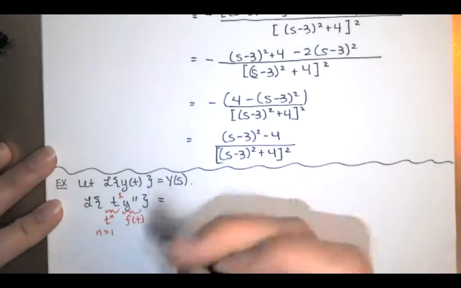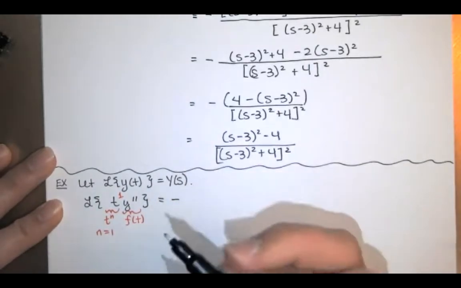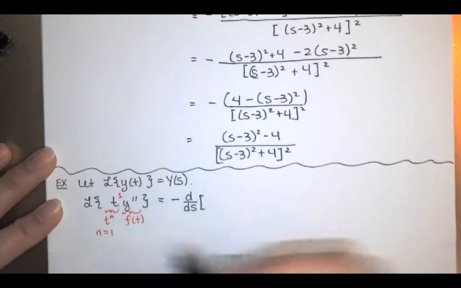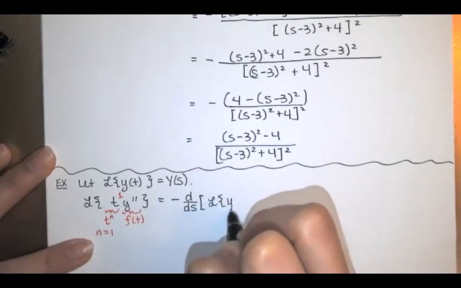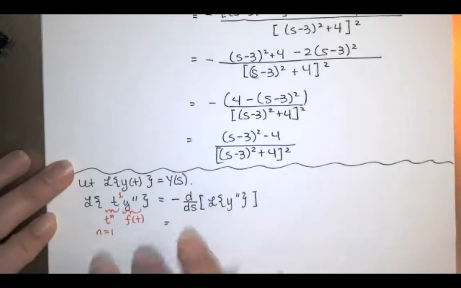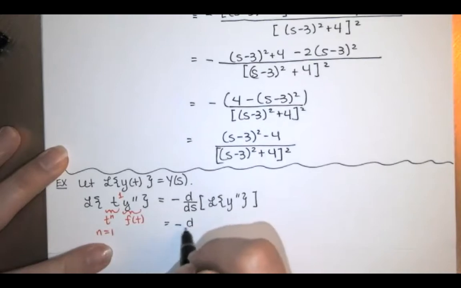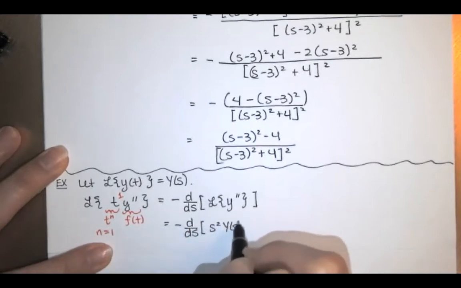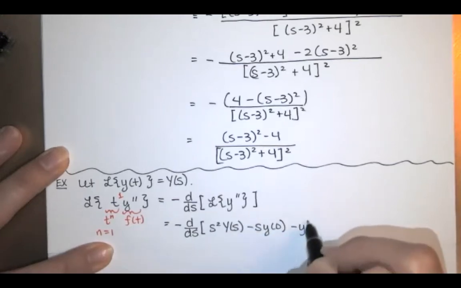So according to the theorem, this is going to be -1 to the nth, which is 1, times the first derivative with respect to s of the Laplace transform of f of t. So that's the Laplace transform of y double prime. This is actually the context when we would typically use this theorem. The Laplace transform of y double prime is s squared times Y of s minus s times little y at 0 minus y prime at 0.